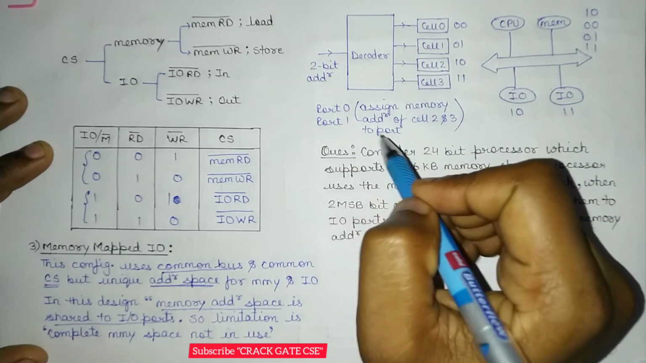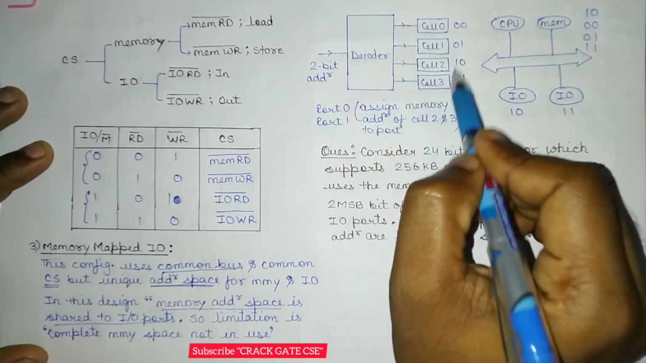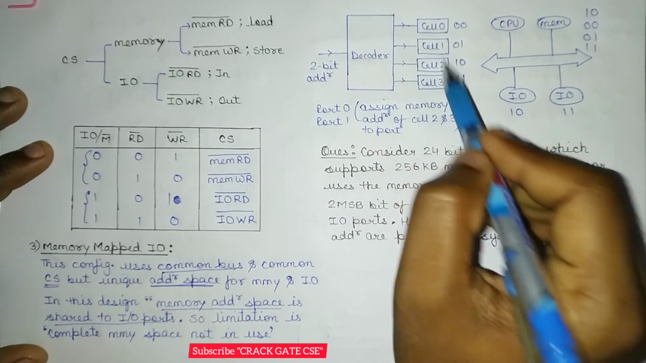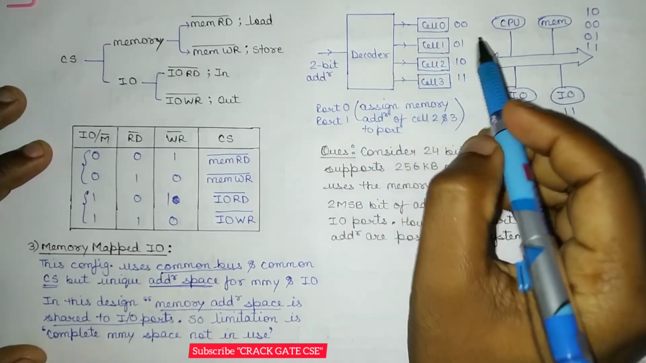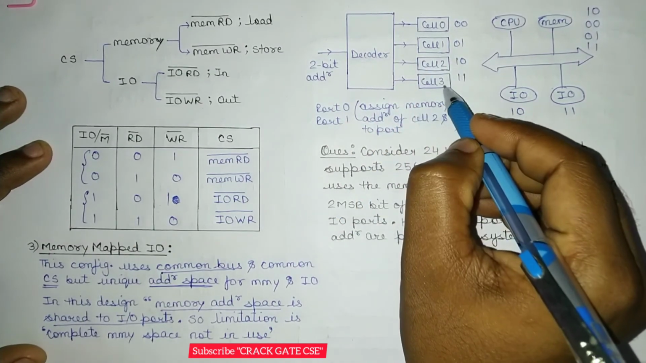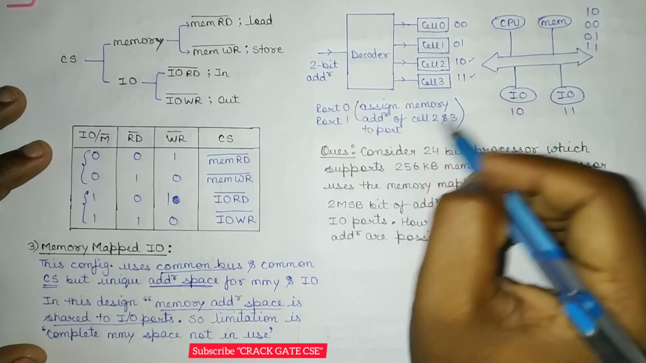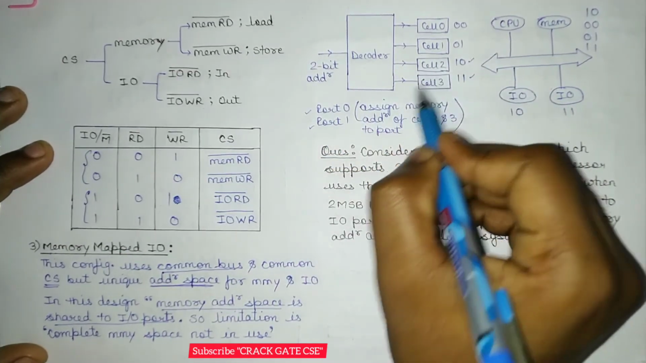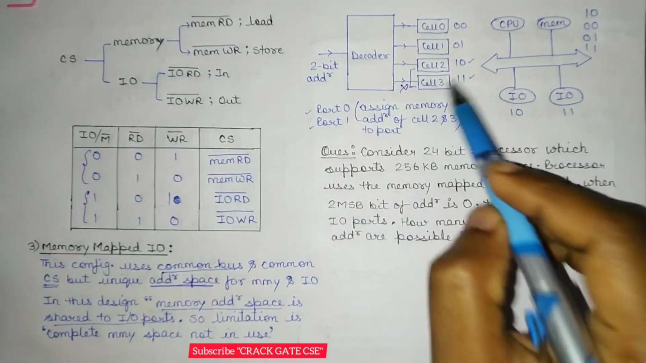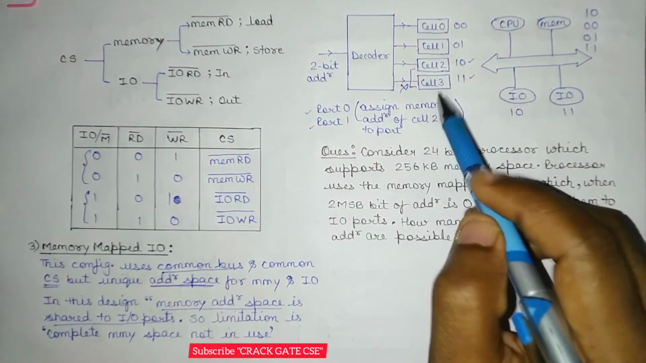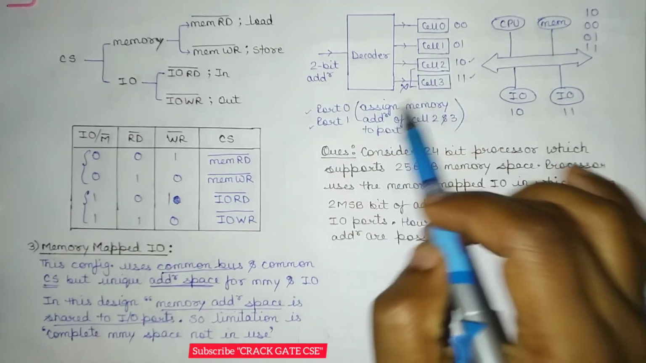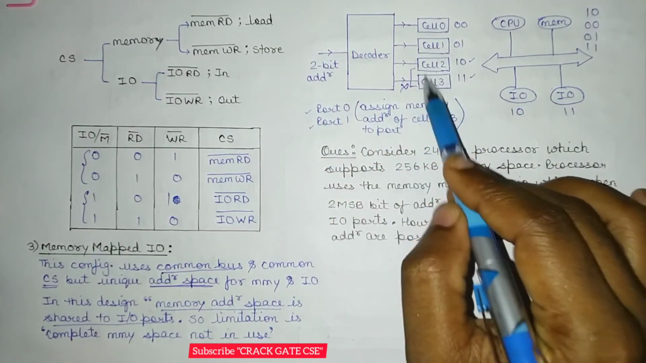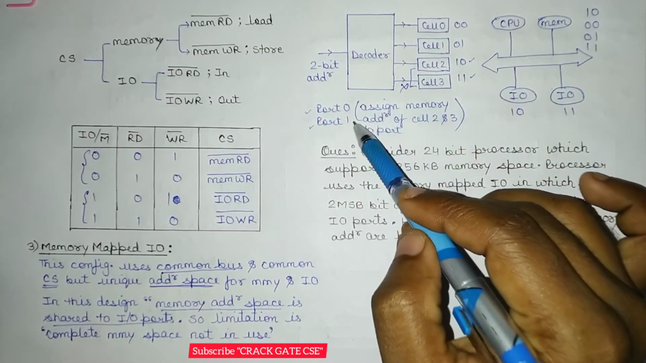So what we have to do is allot any 2 cells of this memory to the IO. So we are allotting cell 2 and cell 3, like this one and this one, to port 0 and port 1. And if we are allotting these 2 cells to the IO, then cell 2 and cell 3 will be disabled, so that if there is any request from the CPU, we will say that this is not available in the memory because we have allotted them to the IO.